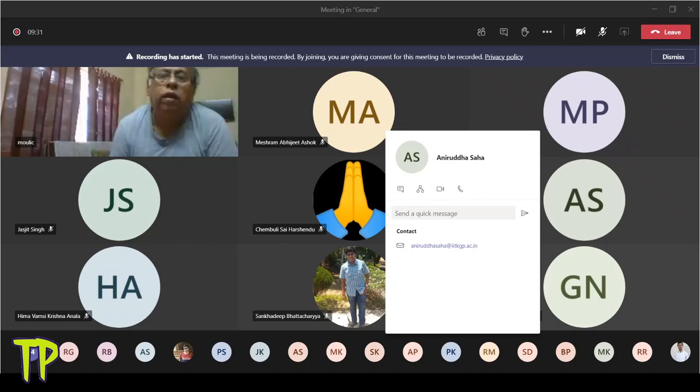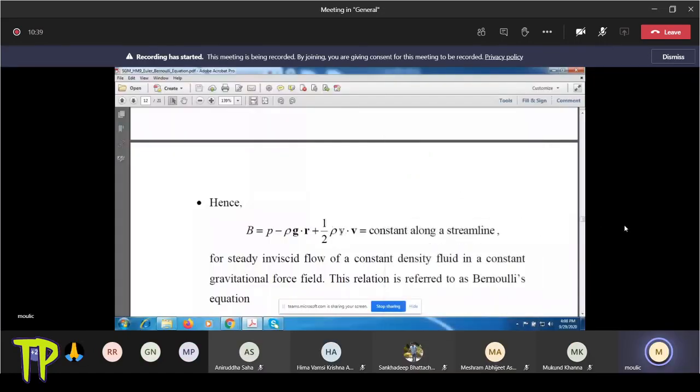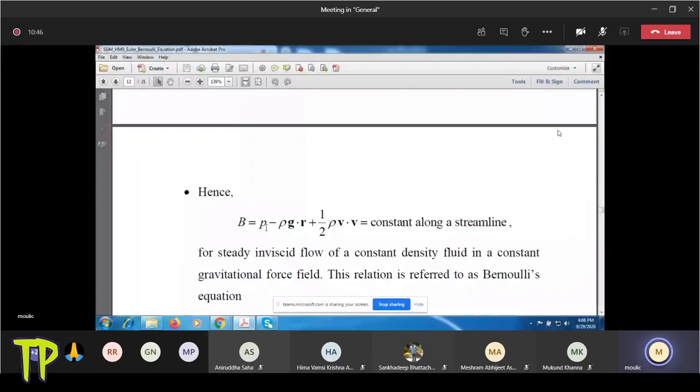Now for us, rho is constant because we're dealing with flow of water. The pressure itself can vary from point to point. g dot r, of course, will vary from point to point, and the velocity can also vary from point to point. Now, if the flow is unsteady, then the velocity will vary with time also at a given point. Similarly, the pressure may also vary with time at a given point.